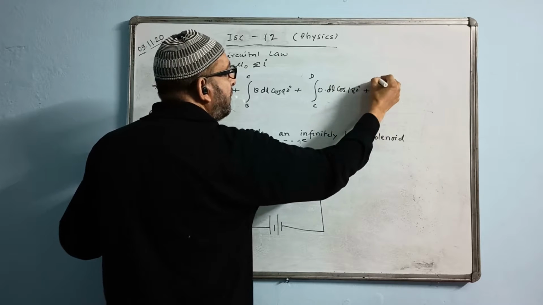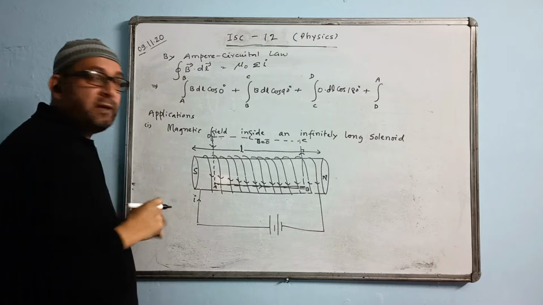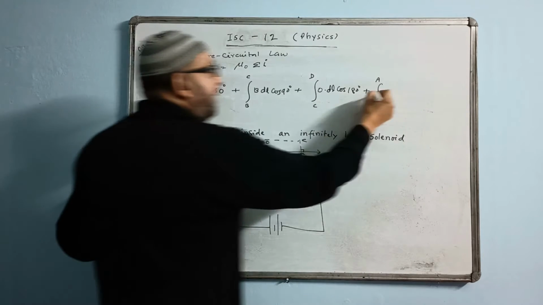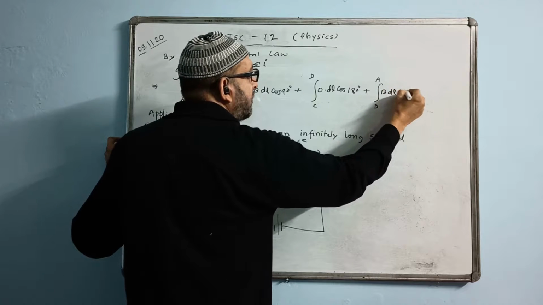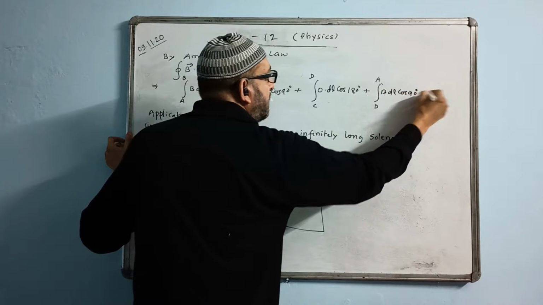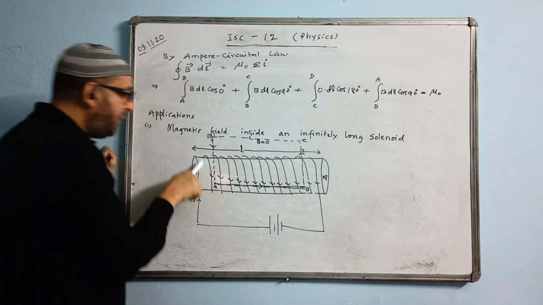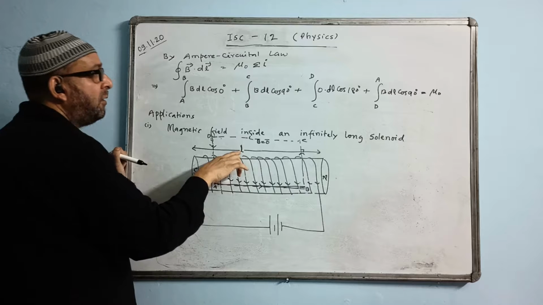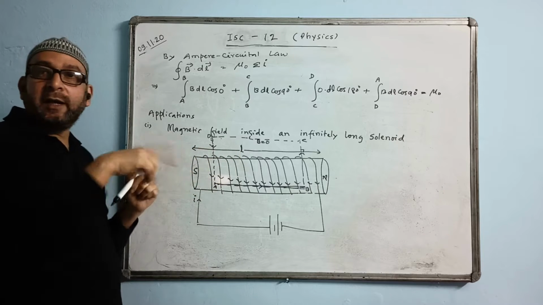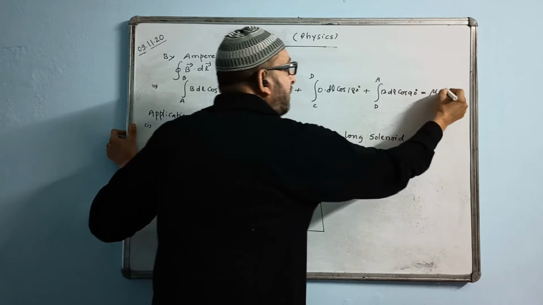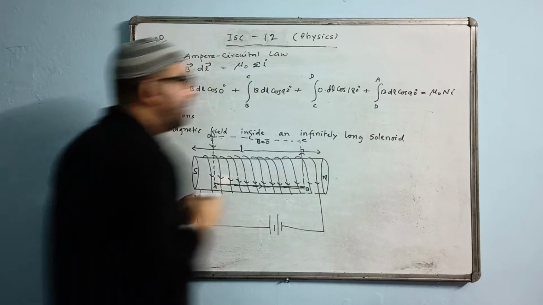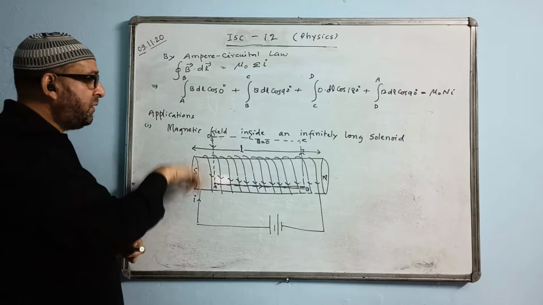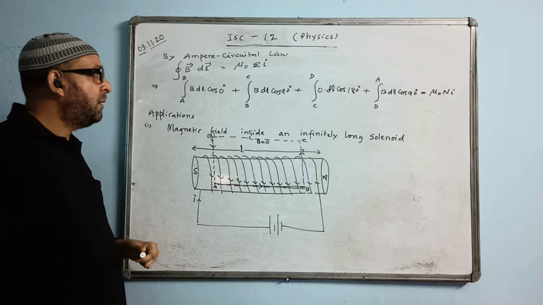The last one is D to A. Close the line, you have to take D to A. There will be B dl, and again the angle gives cos 90. This is equal to mu naught times the total current. In one coil the current is I. Through the entire length L, how much is the current flowing? N I, because there are N turns. Here I write N I, the total current, the summation of I, N times each current.